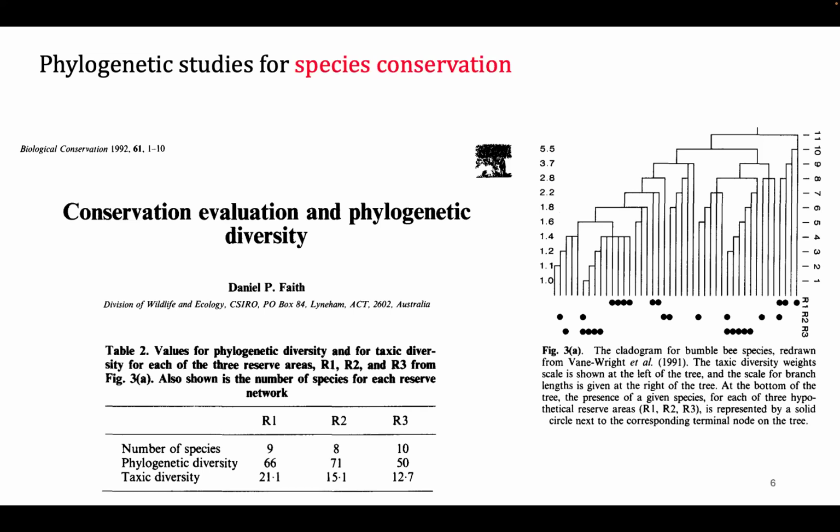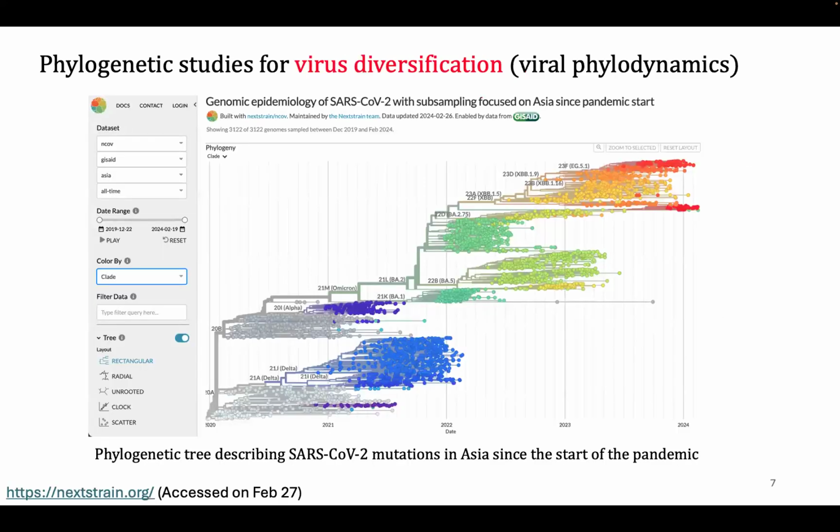But phylogenetic trees can also be used for species conservation. This paper from 1994 basically computes phylogenetic diversity for a given phylogenetic tree. From this measure, it's used to study which species to be preserved. Phylogenetics are also used for virus diversification. This image over here describes the SARS-CoV-2 mutations in Asia since the start of the pandemic.